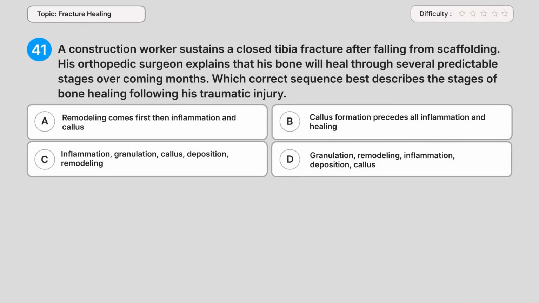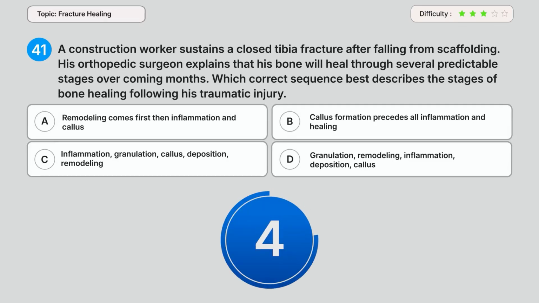Question 41. A construction worker sustains a closed tibia fracture after falling from scaffolding. His orthopedic surgeon explains that his bone will heal through several predictable stages over coming months. Which correct sequence best describes the stages of bone healing following his traumatic injury? A. Remodeling comes first, then inflammation and callus. B. Callus formation precedes all inflammation and healing. C. Inflammation, granulation, callus, deposition, remodeling. D. Granulation, remodeling, inflammation, deposition, callus. Can you guess the answer?